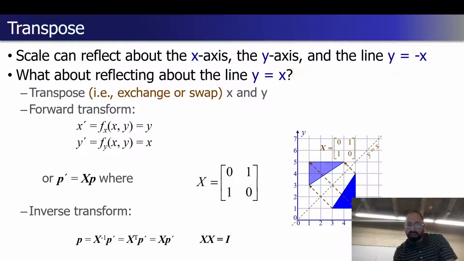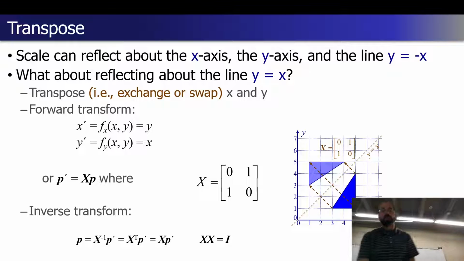We would take 0 times x plus 1 times y and have that be our new x value. We then take 1 times x plus 0 times y, have that be our new y value. That gives us our transpose of y and x, and in effect that allows us to reflect around the line y equals x, with the inverse transformation being that same exact matrix. If we want to reverse the transposing, we just transpose again one more time.